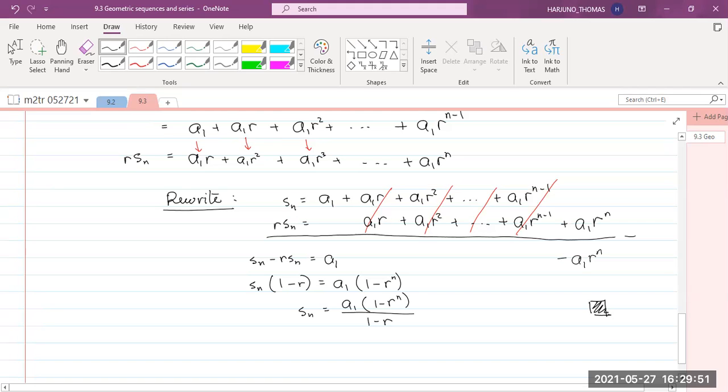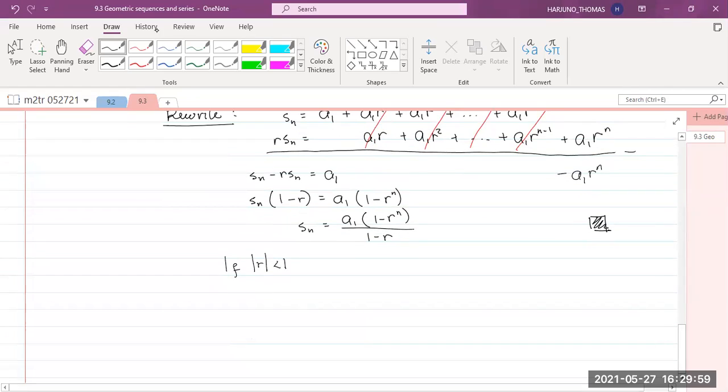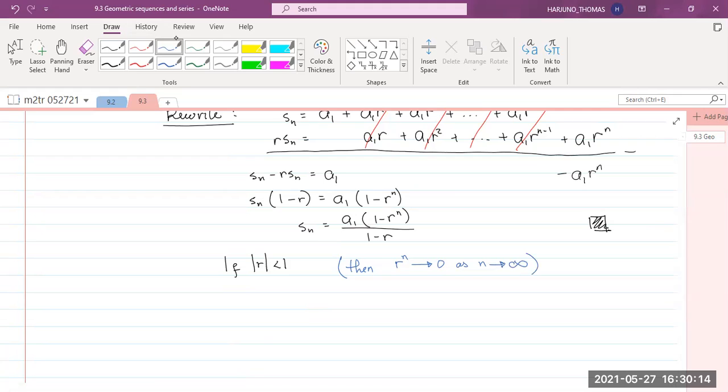Okay, in fact, we can go further. If the magnitude of r is less than 1, then r to the n will go to 0 as n goes to infinity. I wonder if you remember that. That's basically because of this.